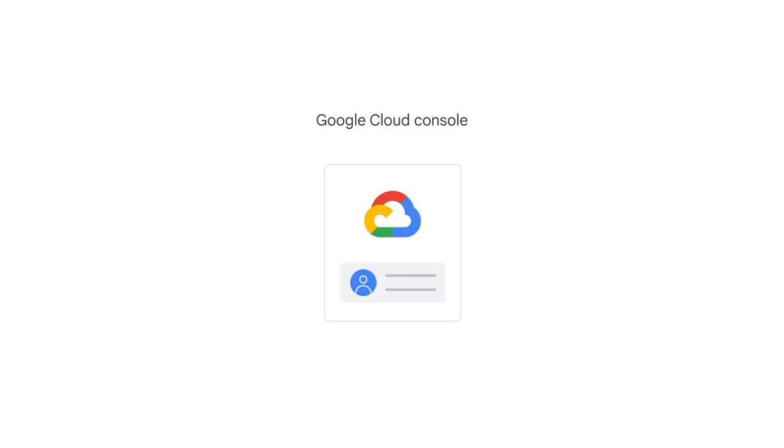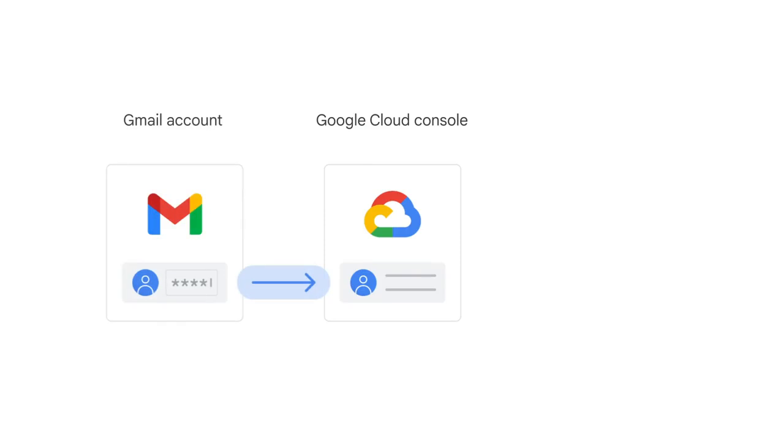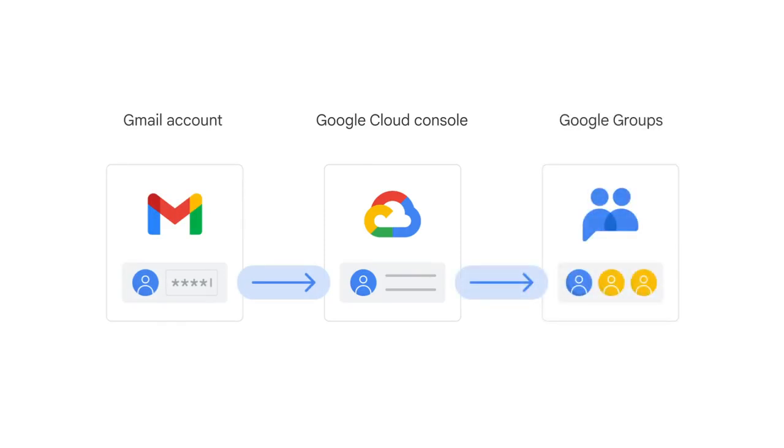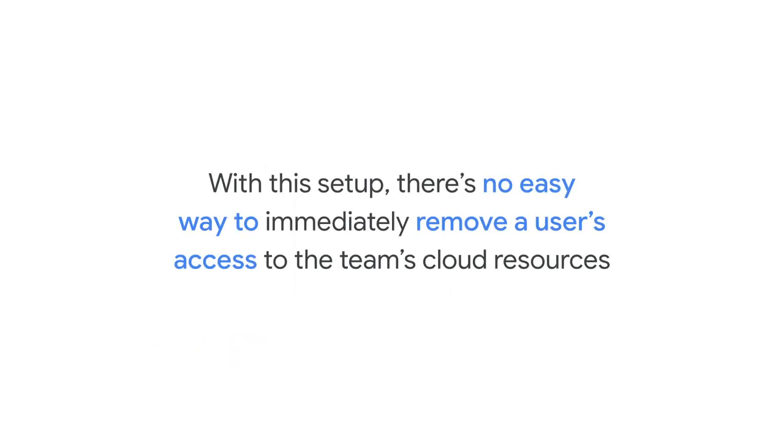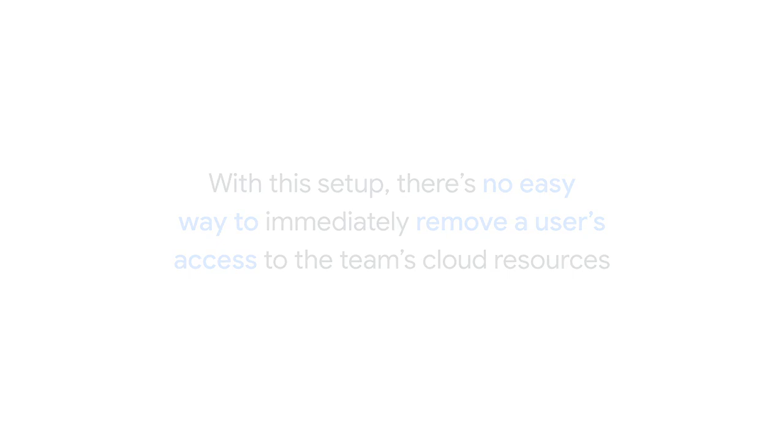When new Google Cloud customers start using the platform, it's common to log into the Google Cloud Console with a Gmail account and then use Google Groups to collaborate with teammates who are in similar roles. Although this approach is easy to start with, it can present challenges later because the team's identities are not centrally managed. This can be problematic if, for example, someone leaves the organization. With this setup, there's no easy way to immediately remove a user's access to the team's cloud resources.